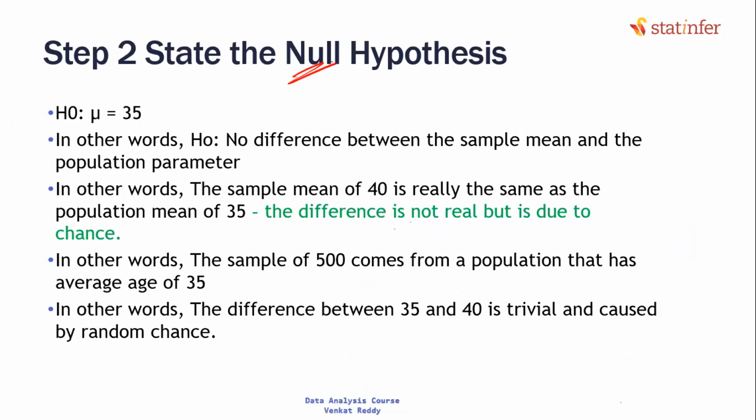State the null hypothesis. Once again, tell me what is the null hypothesis. The population mean, usually population mean is displayed by mu. Sample mean is displayed by x bar. Population mean mu is 35. So in other words, what are we saying? The average value on the whole population, there is no difference between sample mean and the population parameter.